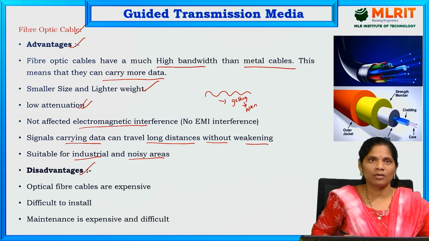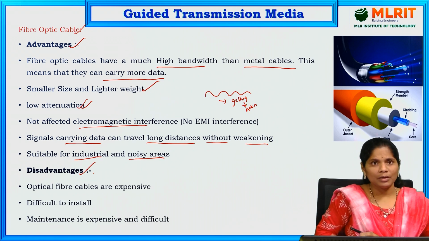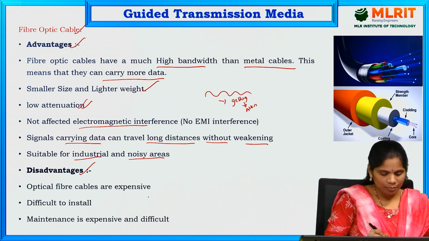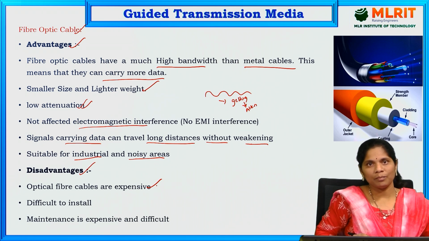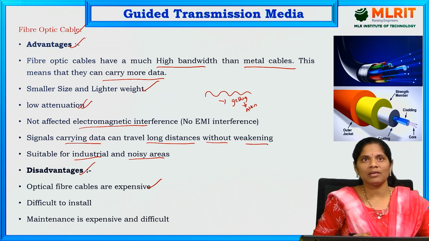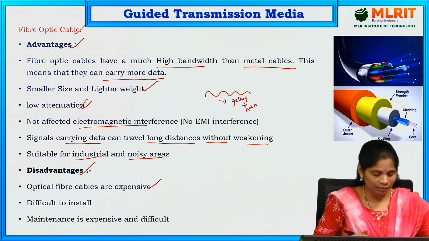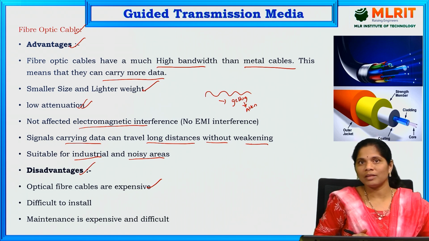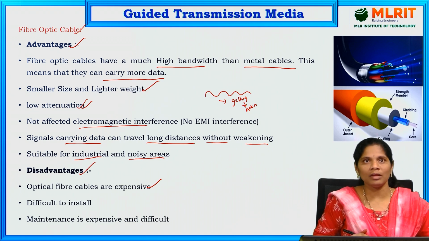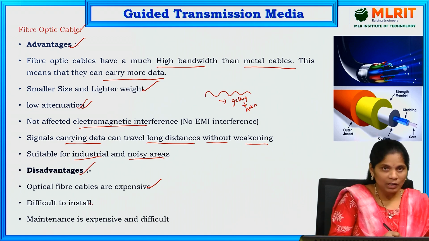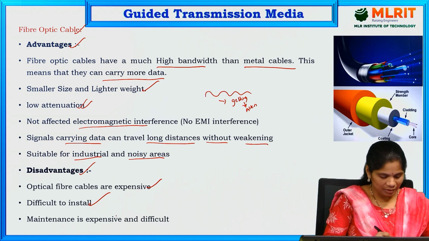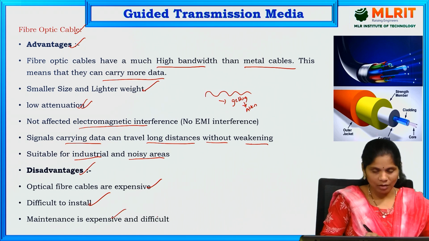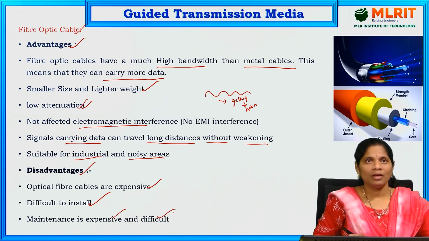We can use optical fiber cable there, though it is very expensive also. And coming to the disadvantages, optical fiber cables are very expensive. That's why only in some places, where noisy areas are there and we can't install twisted pair cable or coaxial cable, we can use fiber optic cables. Where the distance is more and the speed is more, at that time we can use fiber optic cables. It is difficult to install. At the same time, the maintenance is very expensive and also difficult. That's why fiber optic cables are rarely used in real life.